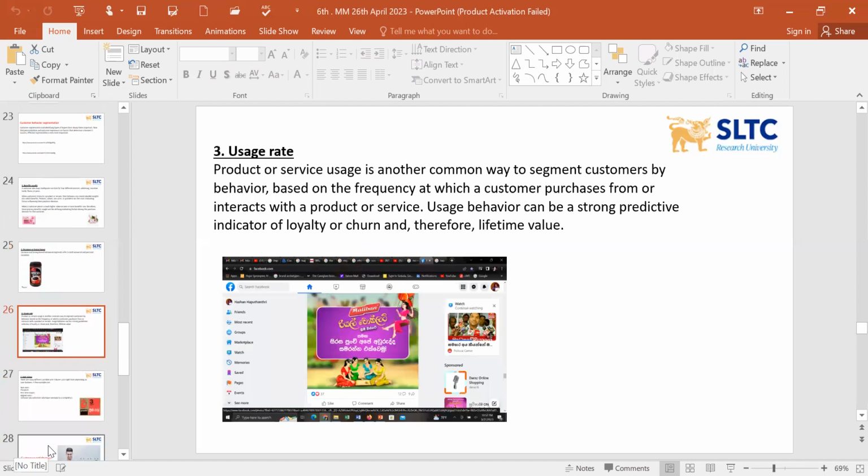And then usage rate, how many times a consumer uses this, right? Product or service usage is another common way to segment customers by behavior, based on the frequency at which customers purchase from or interact with the product or service. How many times he used the product. Now you can see Lifebuoy using this very strategically. That is, they're asking you to wash your hands at least 3 times or 4 times a day, whatever the frequency. So meaning they would have found out that the usage rate is low and they are now increasing it. So this is another way of looking at it, usage rate, right?